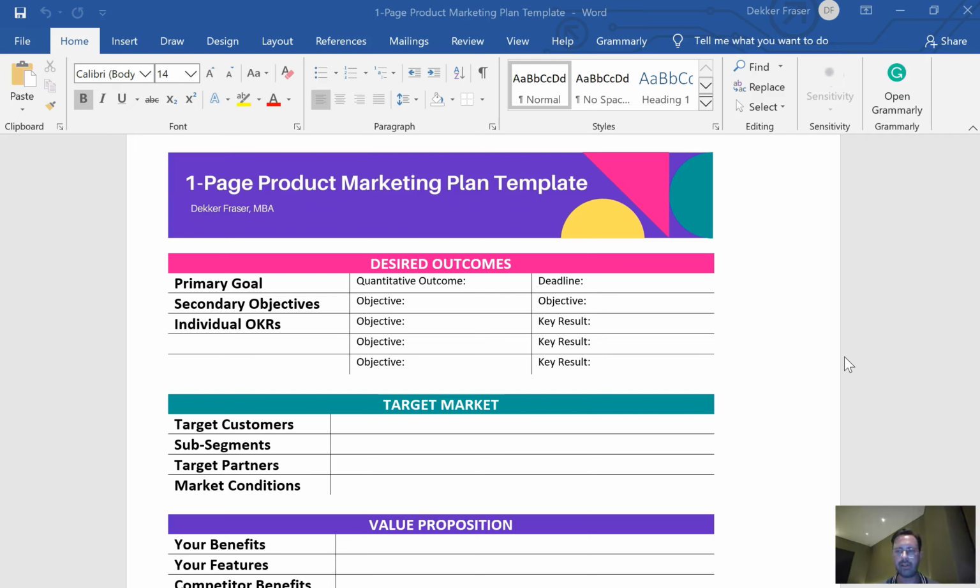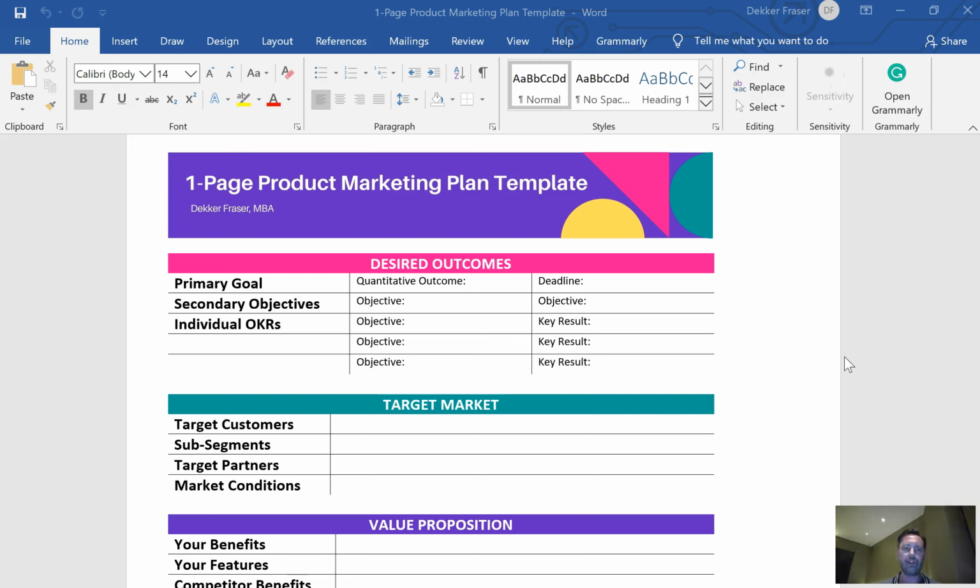The other component of your primary goal is not just the quantitative outcome, but it's the deadline. So you need some sort of constraint on when you expect to reach that goal. So for example, generate $100,000 in pipeline this quarter, or this half year, or by the end of the year.